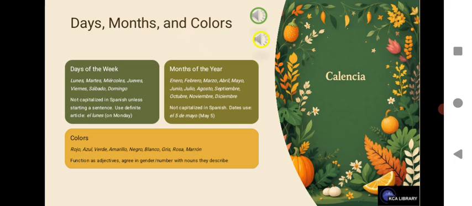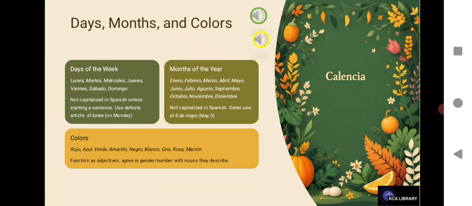Months of the year. January, enero. February, febrero. March, marzo. April, abril. May, mayo. June, junio. July, julio. August, agosto. September, septiembre. October, octubre. November, noviembre. December, diciembre.